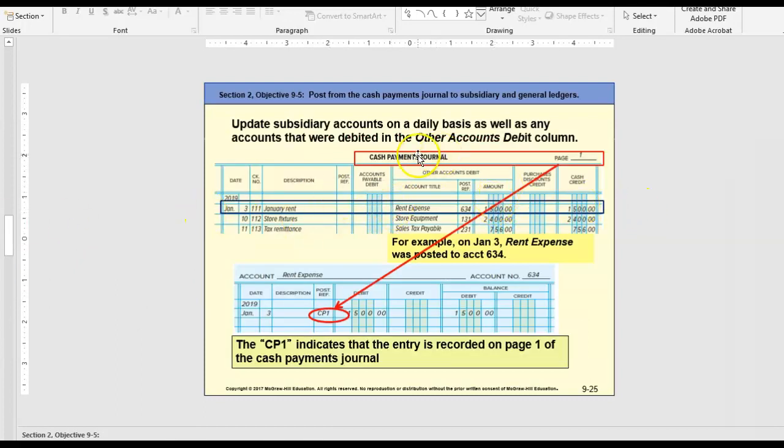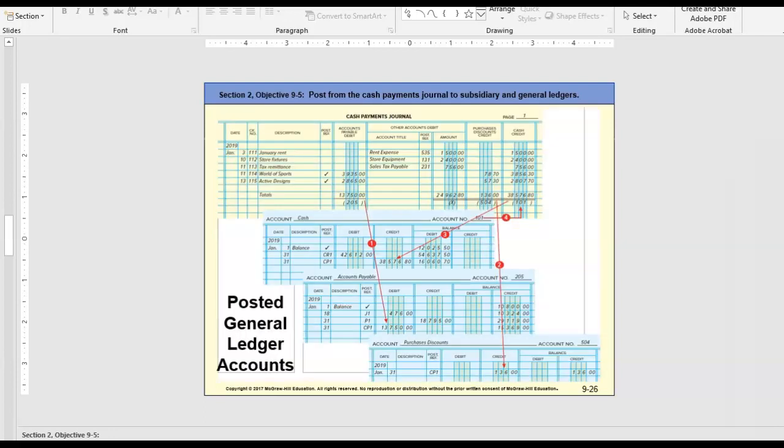Okay, this is a cash payments journal, so this is cash credit because that's cash leaving the company. We have CP1 here, meaning cash payment journal, page 1. And now we're going to take a look at what exactly gets posted to the general ledger. So let's take a look at this. We've got accounts payable. We got the total, $13,750. That's the amount that's going to actually go under accounts payable in the general ledger.